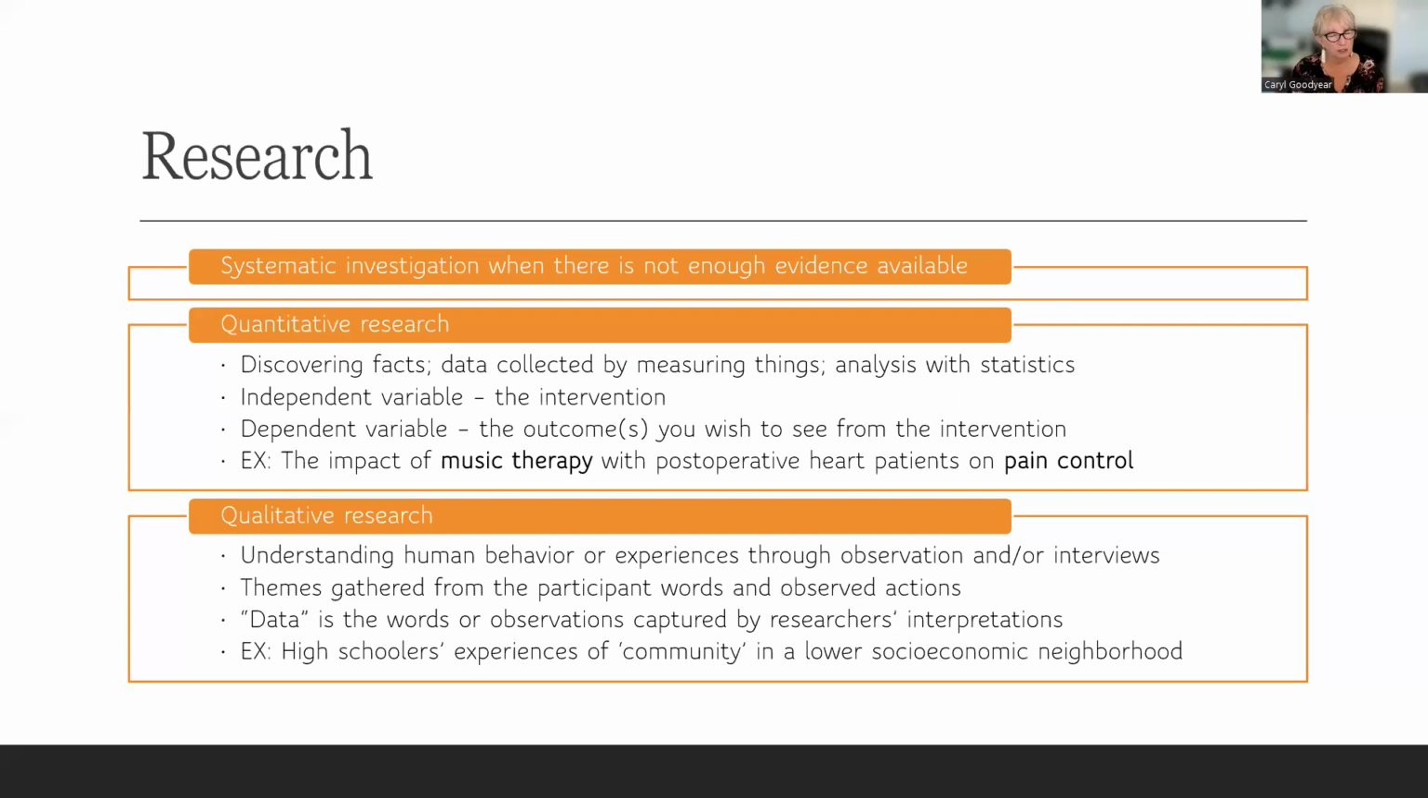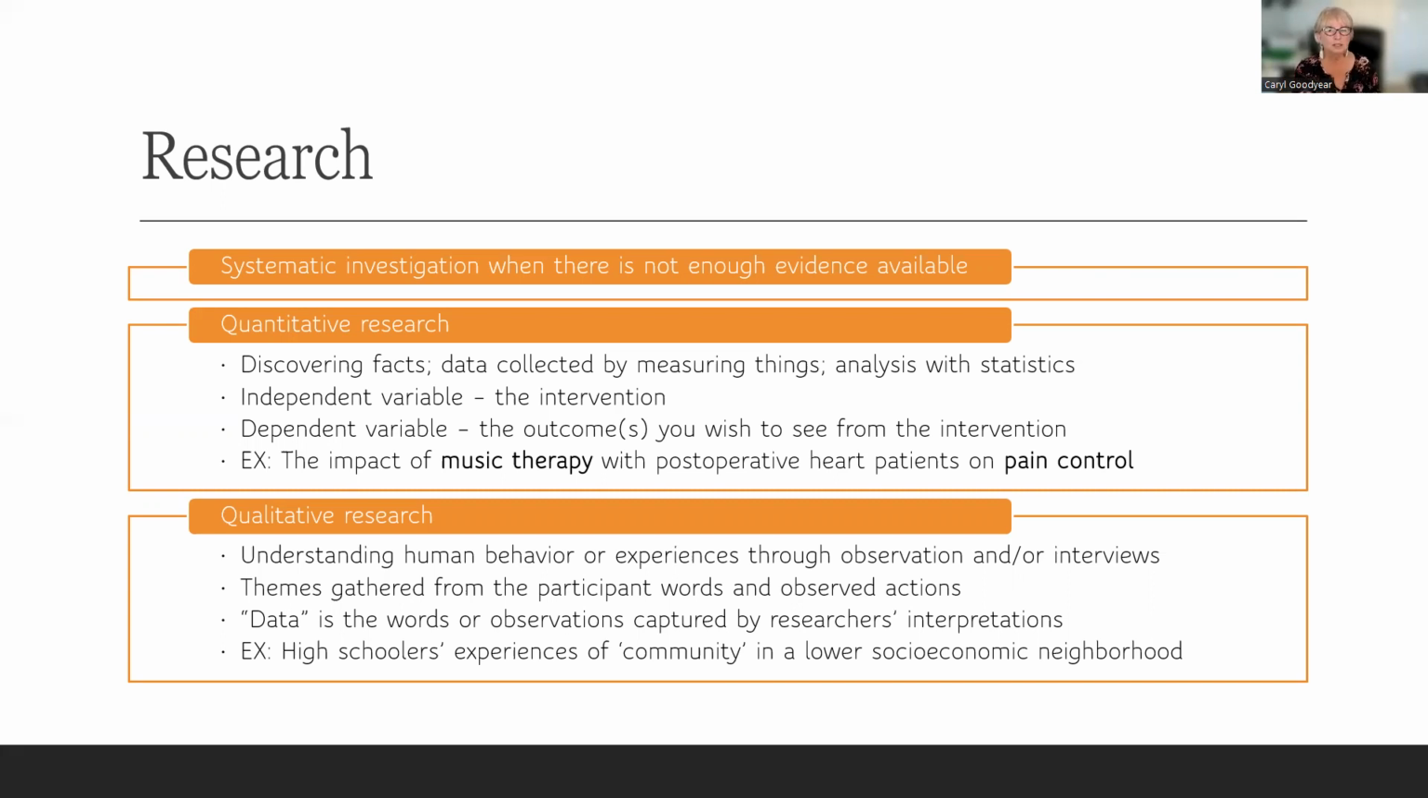Research, as I think you know already, is that systematic investigation when there's not enough evidence available for us to review. Quantitative research is all about discovering facts, data collection with measuring things, and analyzing that data with statistics. You have an independent variable, which is the intervention, and a dependent variable, which is the outcome you wish to see from that intervention. An example would be the impact of music therapy with post-operative heart patients on pain control.